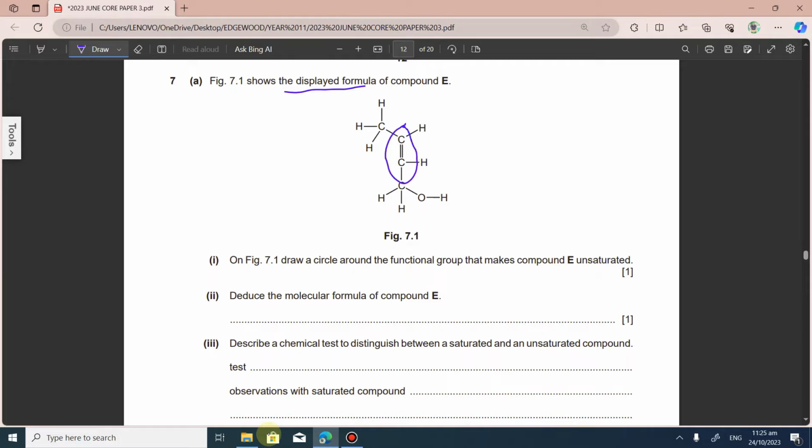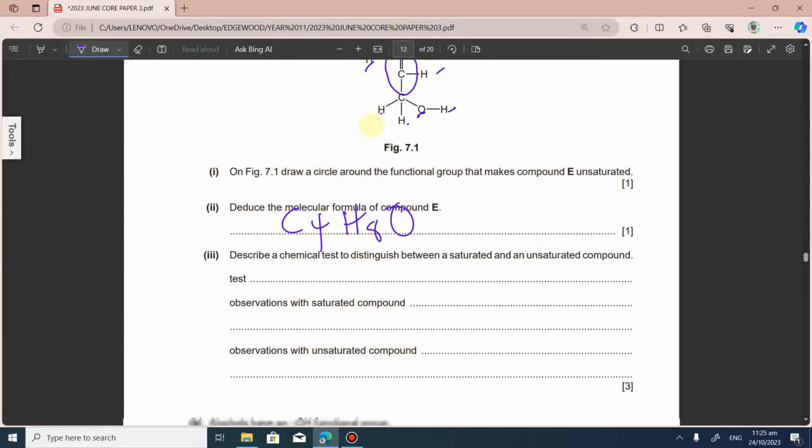Deduce the molecular formula of compound E. So to get the molecular formula, just count the number of atoms that are involved. So how many carbons are here? We have 1, 2, 3, 4. So we have C4. How many hydrogens? 1, 2, 3, 4, 5, 6, 7, 8. So 8 hydrogens. And how many oxygen? Just 1. So that's the molecular formula of the compound.